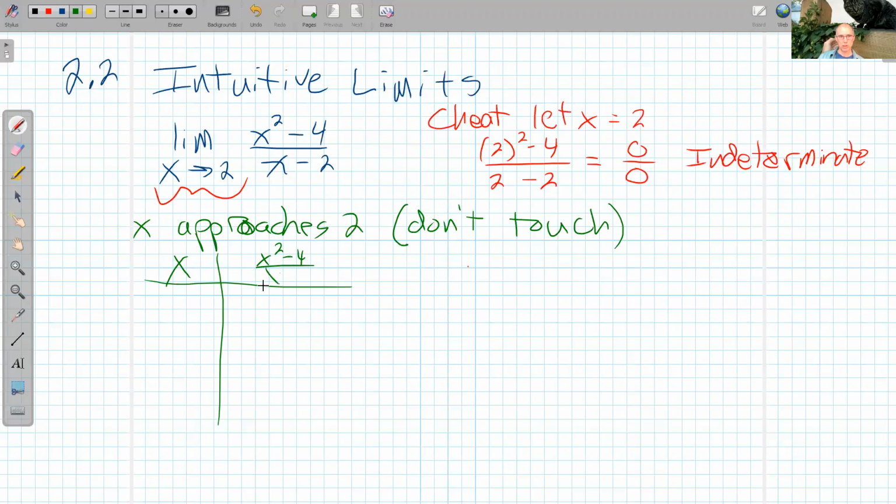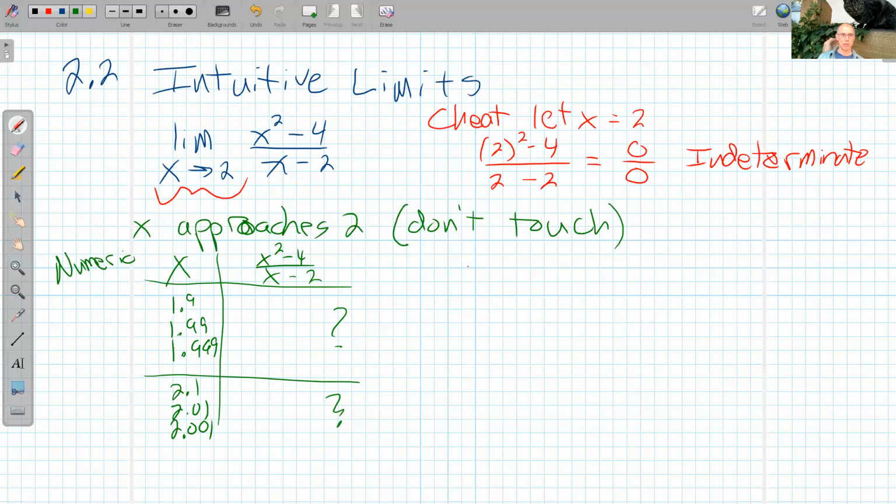was make a table, and a spreadsheet's a good way to do this, because what we want is to repeatedly plug in numbers close to 2, like 1.9 and 1.99 and 1.999. And we also want to look on the other side, 2.1, 2.01, 2.001. And we want to see what's happening with these y values. Is there a pattern that we can identify? So that's one way we can approach this numerically. And we'll do that in just a moment.